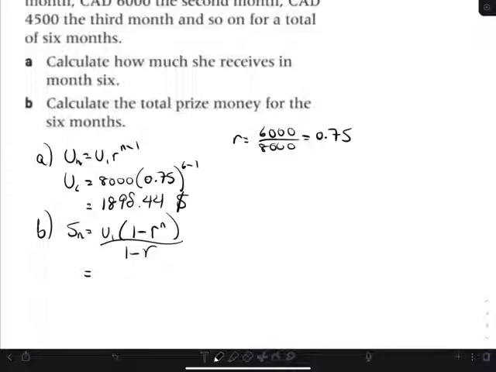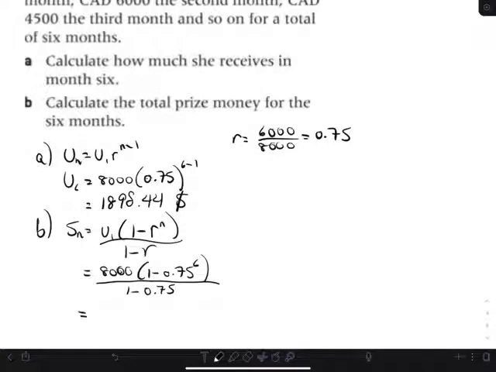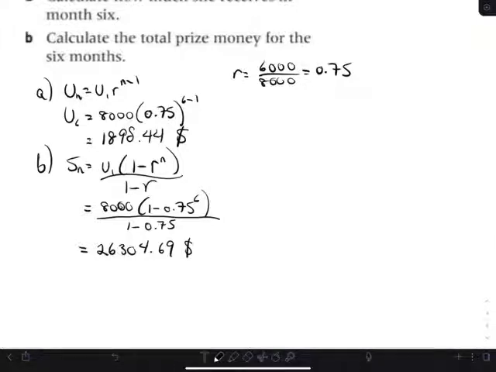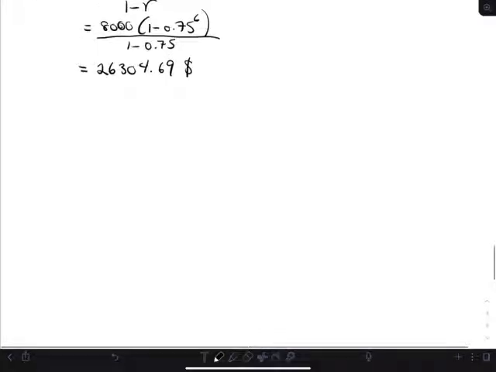It doesn't matter. So first term, 1 minus 0.75 raised to the power of 6 divided by 1 minus 0.75. So that will be, let's see here. $26,304.69 Canadian dollars. Okay, so there you go. That's a nice little sum. I wouldn't mind that. So that's how you use these formulas. Just be careful when you're using your calculator. Order of operation, always important. Don't skip steps.